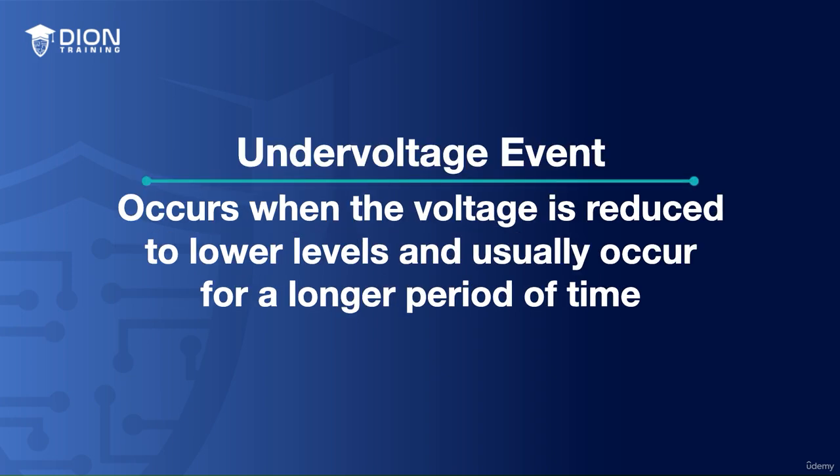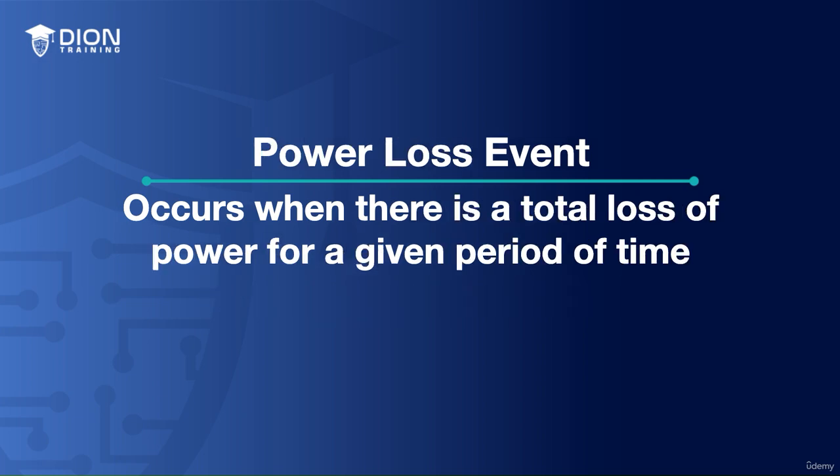Now, an undervoltage event, which used to be referred to as a brownout, occurs when the voltage is reduced to lower levels, and it usually occurs for a longer period of time. For example, if you're expecting to receive 120 volts of power, but the voltage level drops down to 70 or 80 volts instead, this would be considered an undervoltage event. In this case, the voltage will be too low to continue operating your systems, so your systems will go offline and power themselves down. Fifth, we have a power loss event.